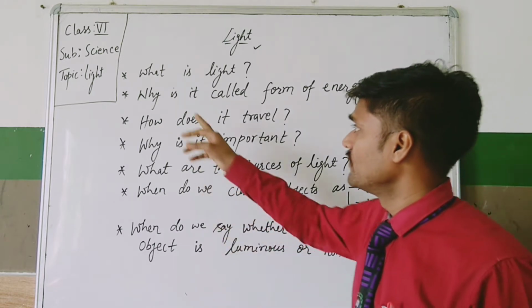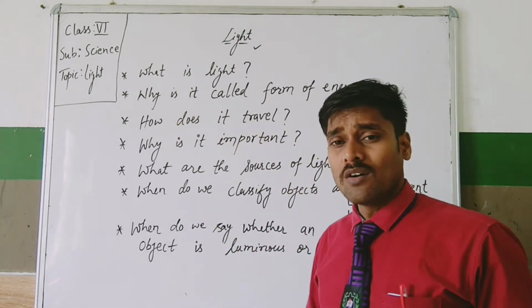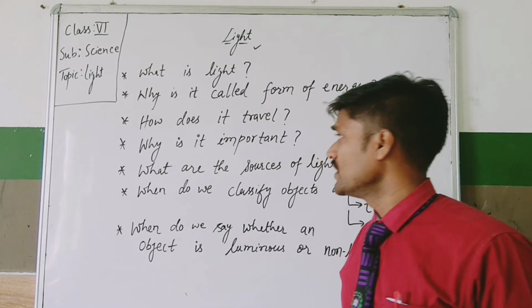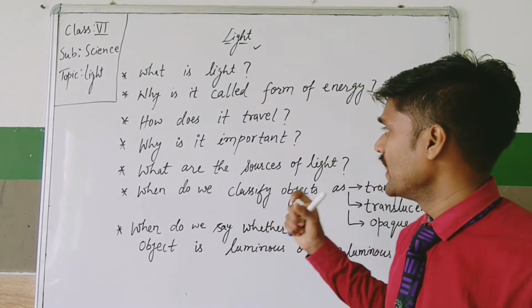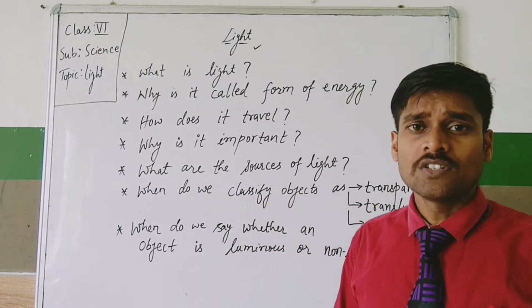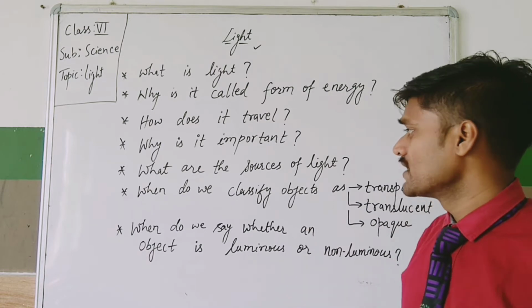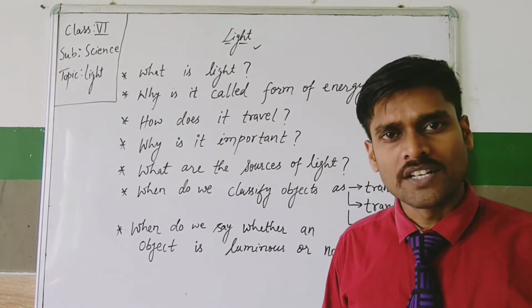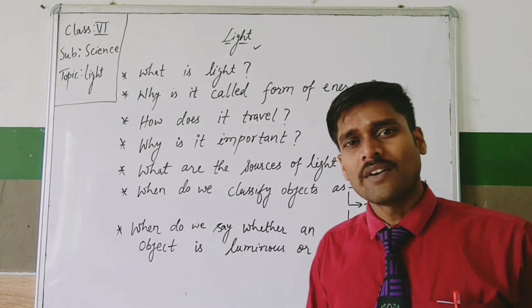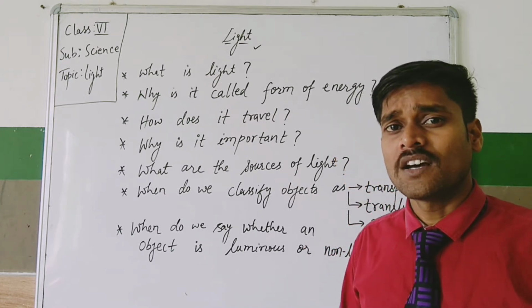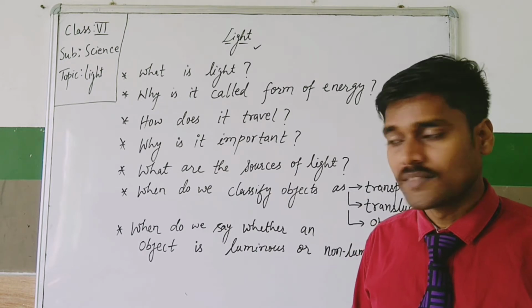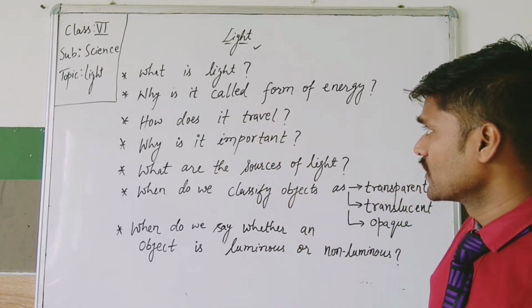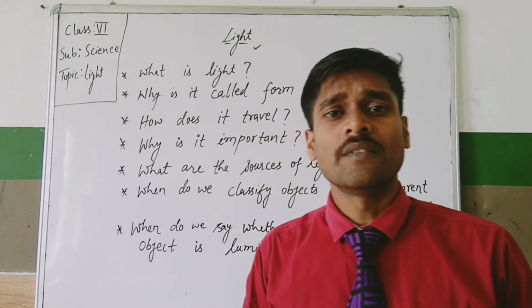The questions are: why is it called a form of energy? How does it travel? Why is it important? What are the sources of light? When do we classify different objects into transparent, translucent or opaque objects? Or when do we say whether an object is luminous or non-luminous? So come to the first question, which is, why is it called a form of energy?